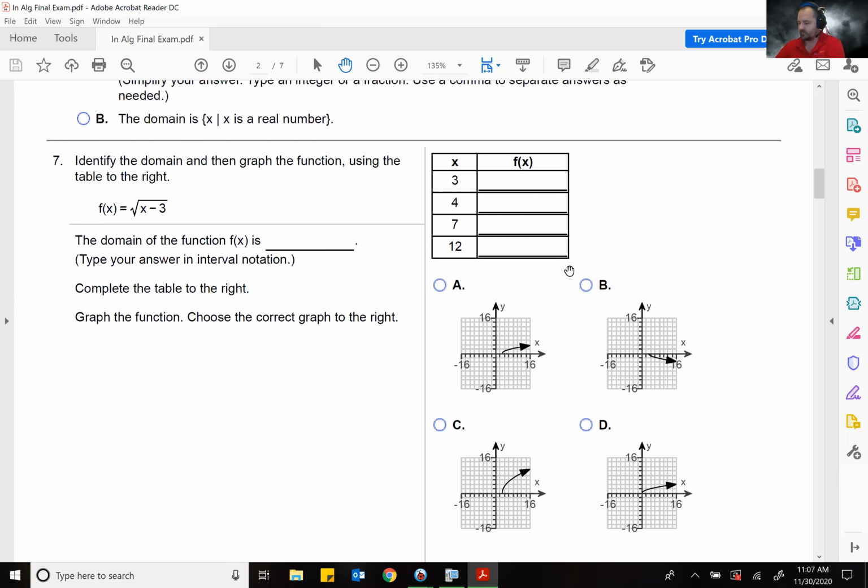Five, 10, 11, 12. Sorry, I just have to redraw my graphs and everything.